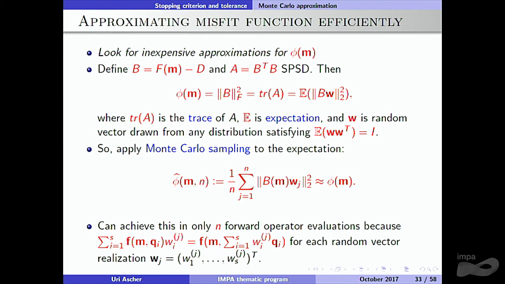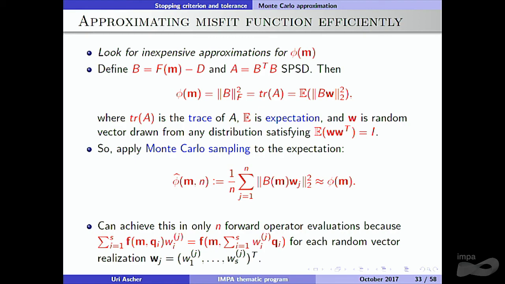We have that phi of m, the thing that we are trying to calculate, is in fact the Frobenius norm of this matrix B. That is equal to the trace of A, and that will be the expected value of the norm of BW squared, where W again is drawn from a scaled distribution. Then we apply Monte Carlo exactly as before, and that gives us an unbiased estimator of phi of m that costs, hopefully, only n PDE solves instead of S. So if S is 4,000 and n is 10, then we are ahead. Let n be 10, but of course we have to make sure that the approximation has enough quality.